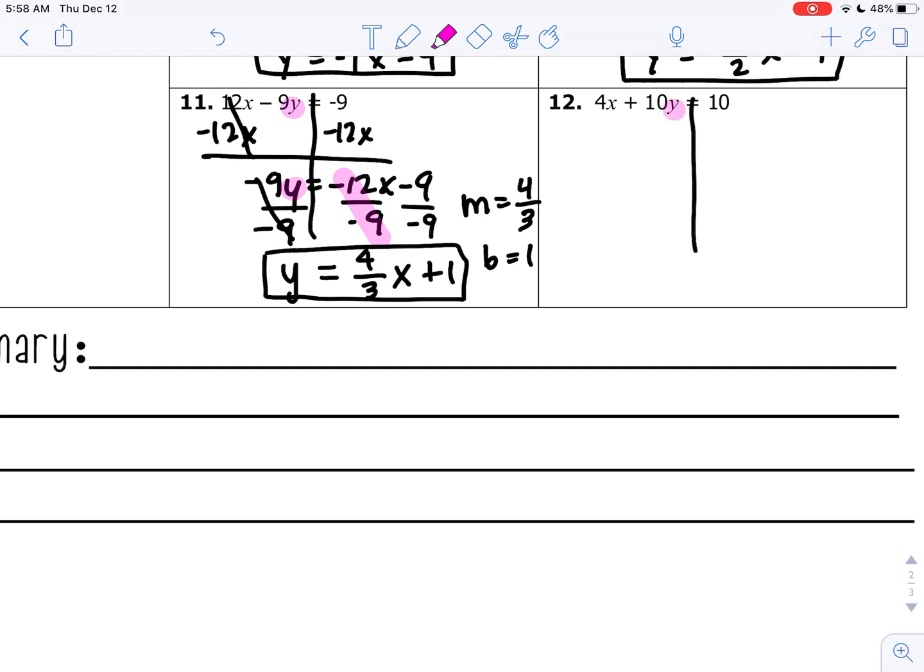And then last one, here we're going to subtract 4x from both sides. And we have 10y equals -4x plus 10. And then we're going to divide by 10.